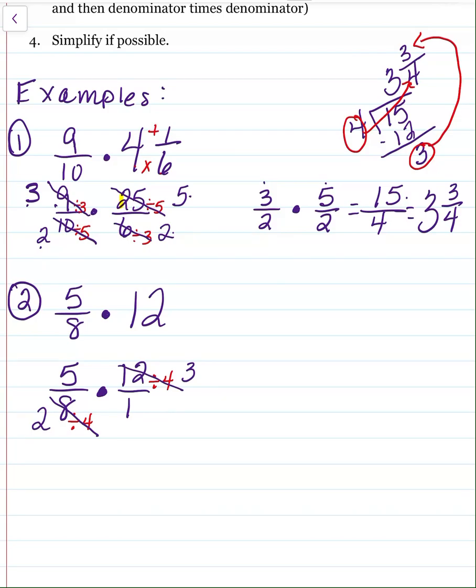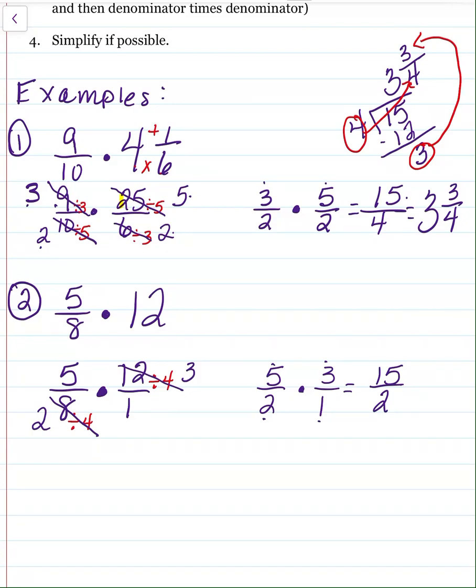Now look at 5 and 1. Can I simplify 5 and 1? Nope. So I just leave those alone. So if you need to rewrite your fractions, go ahead and rewrite them. If you don't need to rewrite them, that's okay. All right, now we're going to multiply straight across. I'm going to say 5 times 3 is 15, and 2 times 1 is 2.